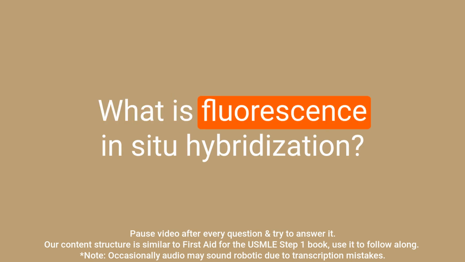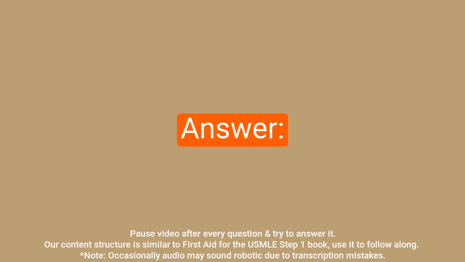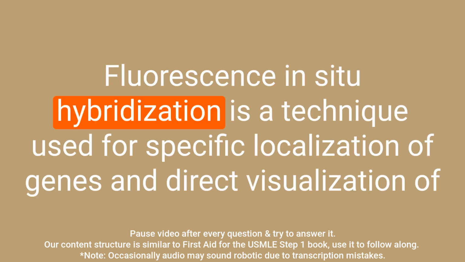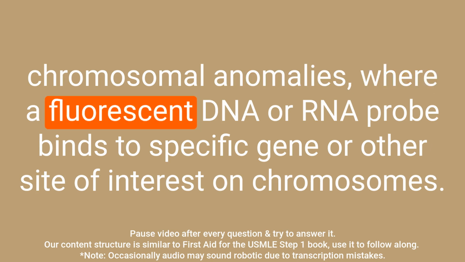Question: what is fluorescence in situ hybridization? Answer: fluorescence in situ hybridization is a technique used for specific localization of genes and direct visualization of chromosomal anomalies, where a fluorescent DNA or RNA probe binds to specific gene or other site of interest on chromosomes.